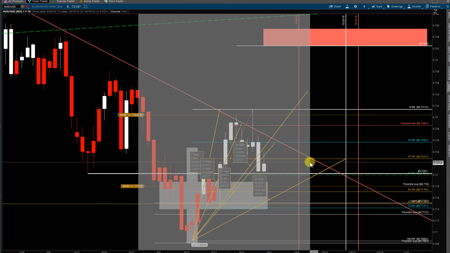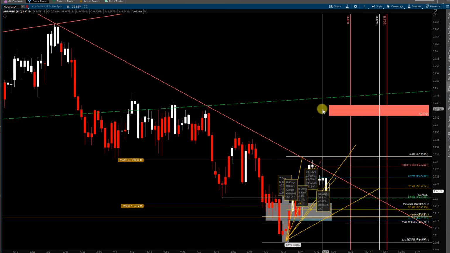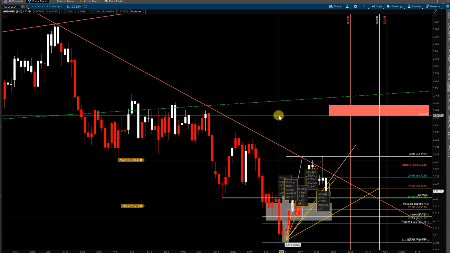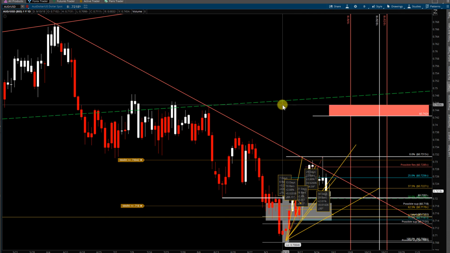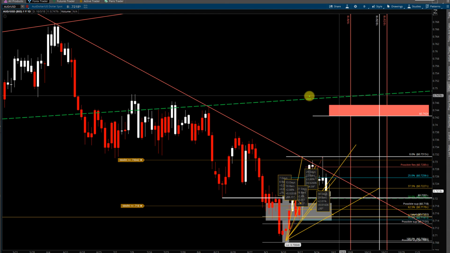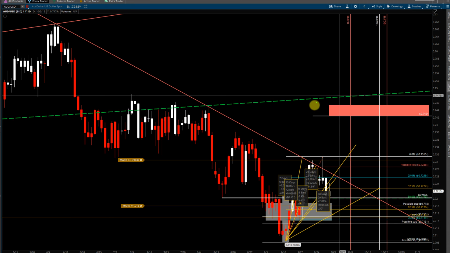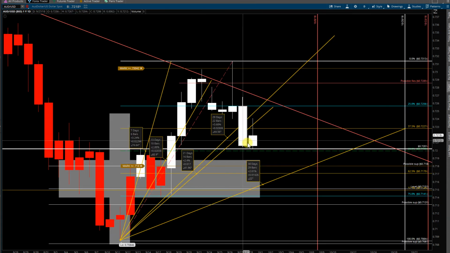Yeah, so this is it right here. This could be my target to the upside. I'm watching for anywhere between 74.25 all the way to that 74.54 as a target to the upside. And if we could get above this 1 by 1, this green line here, and close above it, and then trend higher, then that's good. So those are my thoughts for the Aussie now.